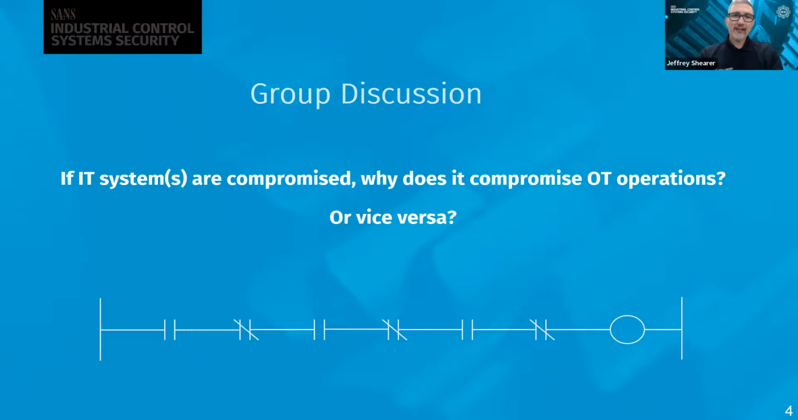So I get asked this question a lot, and I'm putting this against the 62443 standards, of why we're trying to harden OT systems and understand the connection between IT and OT. I get asked this question quite a bit. If IT systems are compromised, why does it compromise OT operations, or vice versa? Why did OT systems affect IT systems? So one of you. Sure.